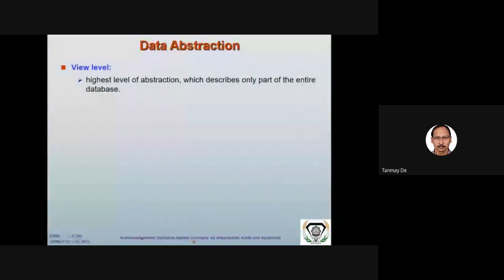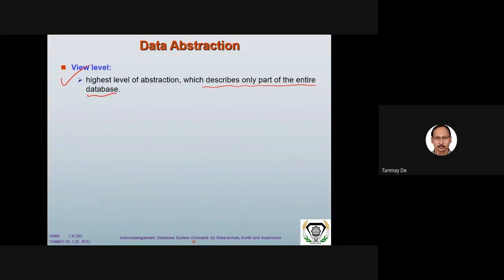Next is the view level. The lower level is the physical level, then above it is the conceptual or logical level, and the top level is the view level. This is the highest level of abstraction, which describes only part of the entire database. Which part, as I just told you, is decided by the database administrator at the conceptual level.